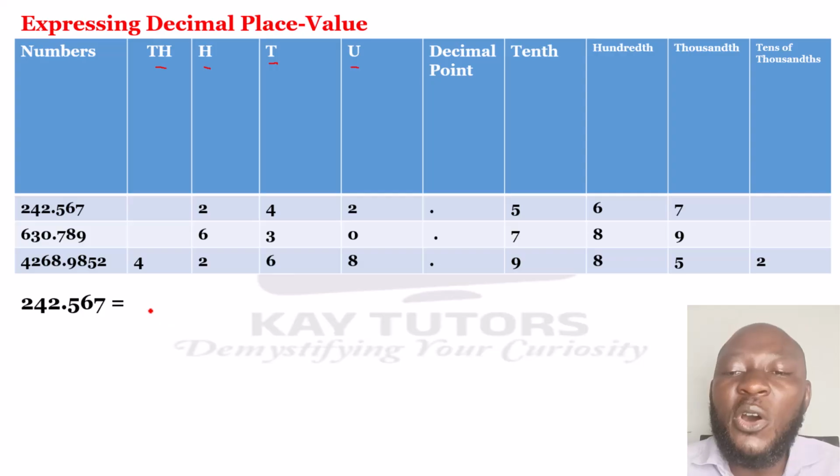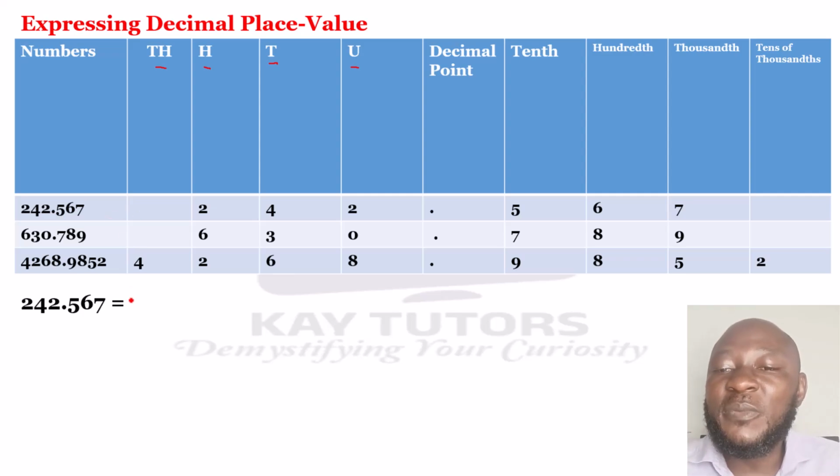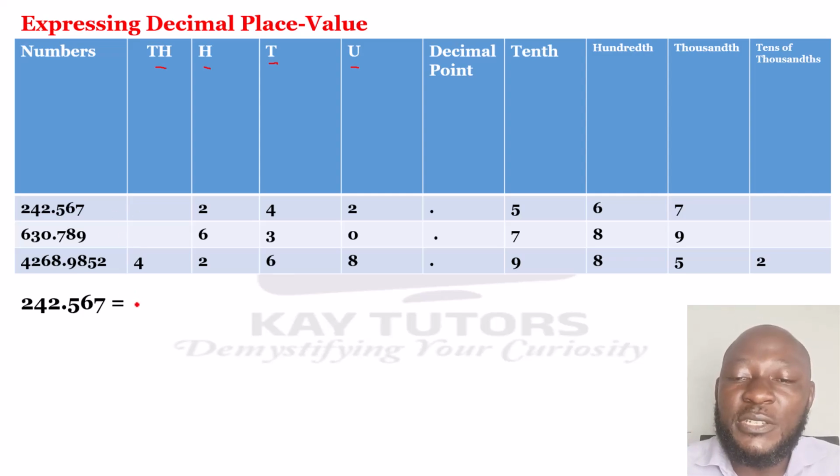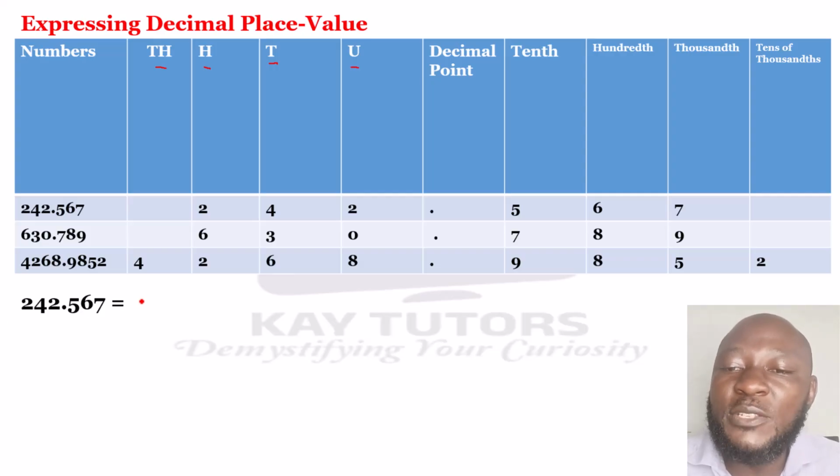Now here is 242.567. Now in order to understand the values and the place of digits in decimal numbers, it is very important to expand the number. And how can we expand the number? It is by writing the value of each digit in the number. For instance, here we have 242. So the place of 2 here is 100.